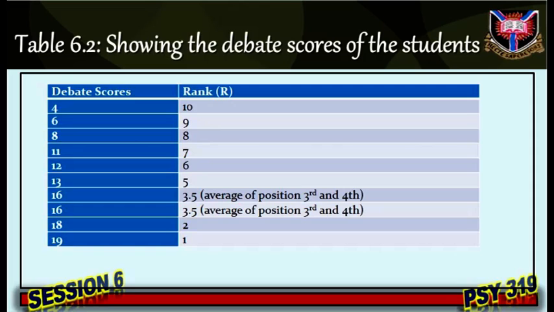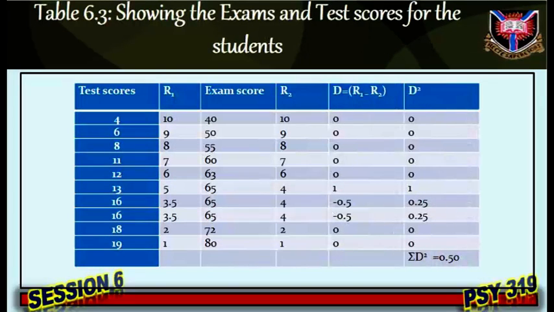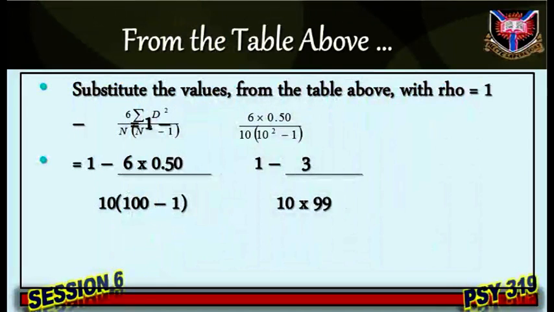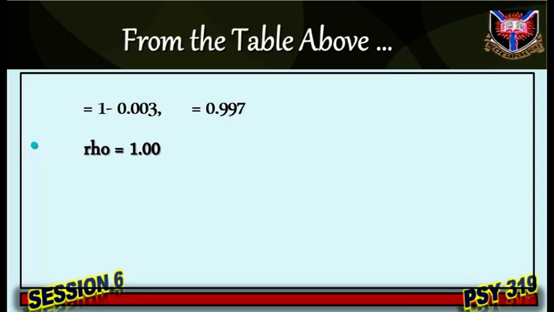Example 6.2. The following is given as the scores of 10 students in a debate. The scores are from lowest to highest as shown below. Example 6.3. Use the following data to calculate the Spearman rank order correlation. The procedure described above can be used for the exam and test scores of 10 PSY 319 distance learning students. The table is shown below and the calculation is also shown below. Rho is equal to 1.00.